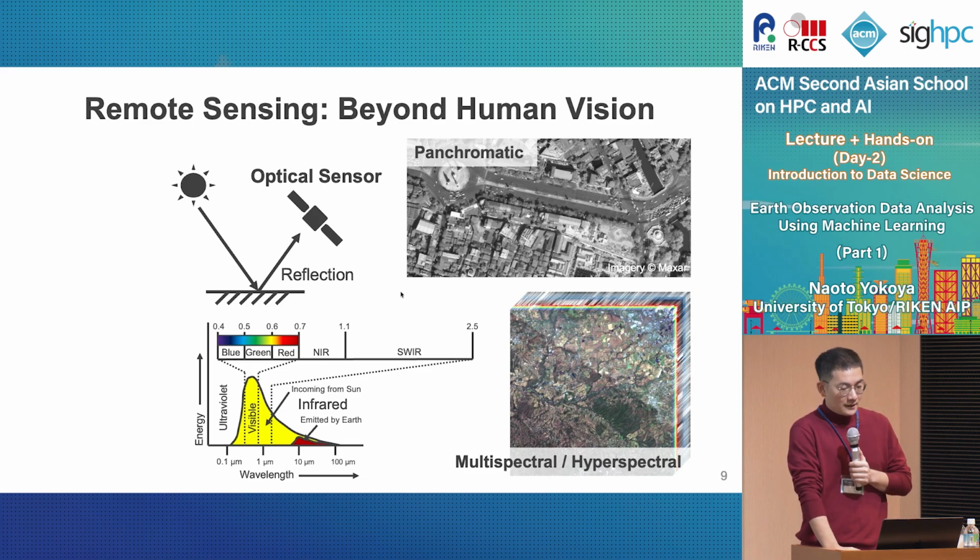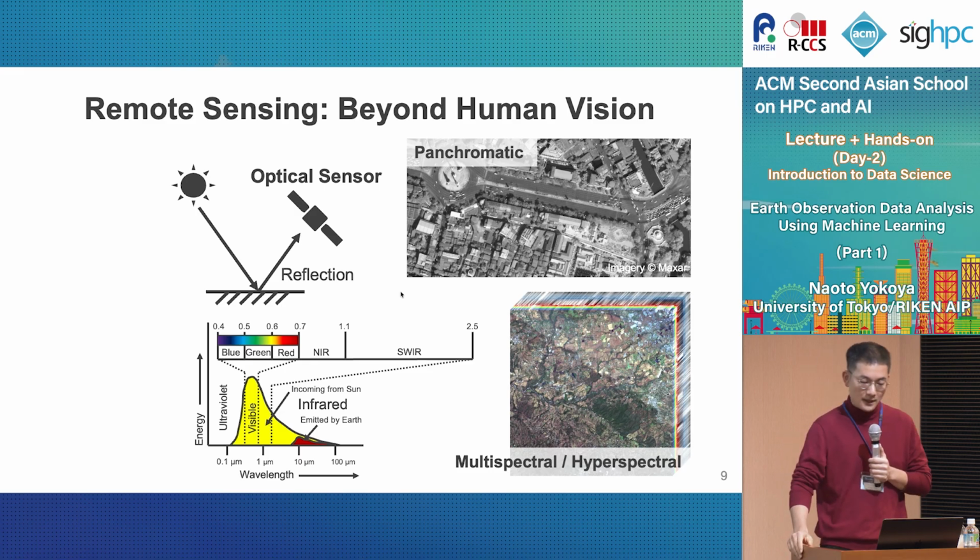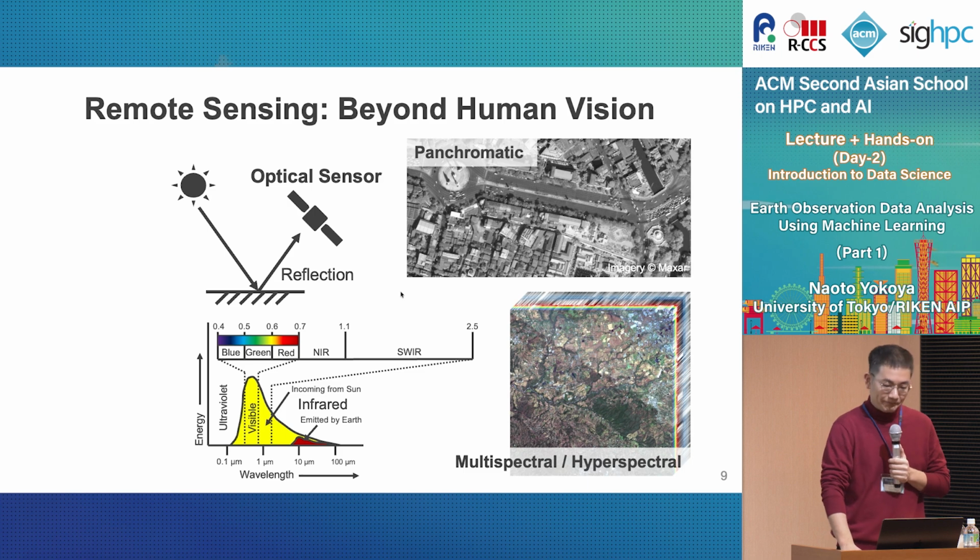Optical sensors usually cover near infrared and are not limited to 3 channels. We can acquire tens or hundreds of spectral channels in the case of a multispectral imager or hyperspectral imager. And panchromatic imagery. If we split the energy of the light into many different bands, then usually the SN ratio decreases.